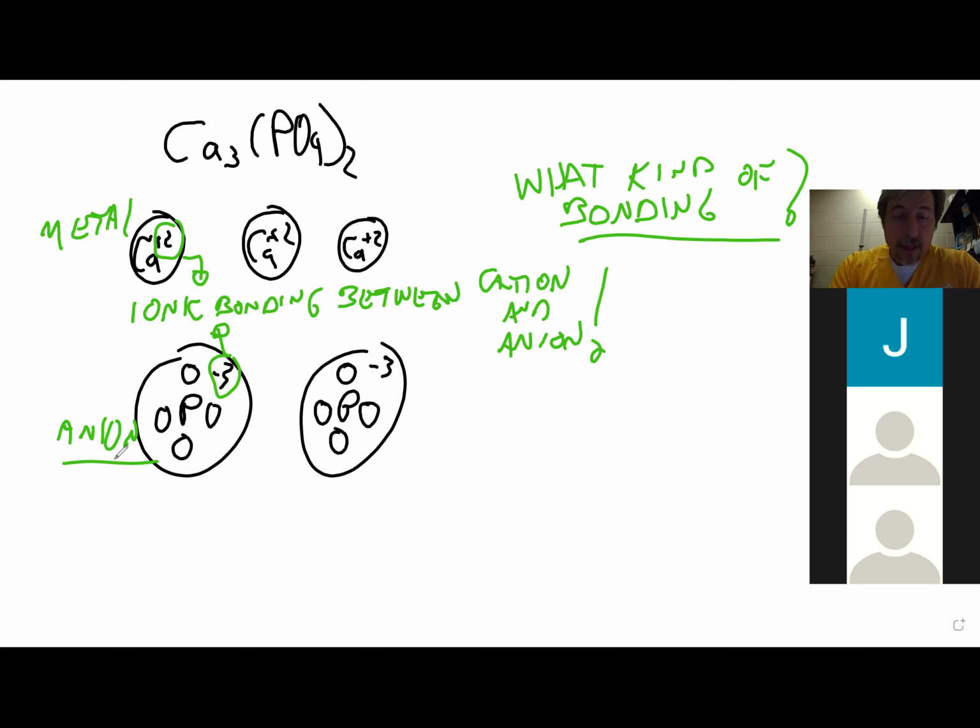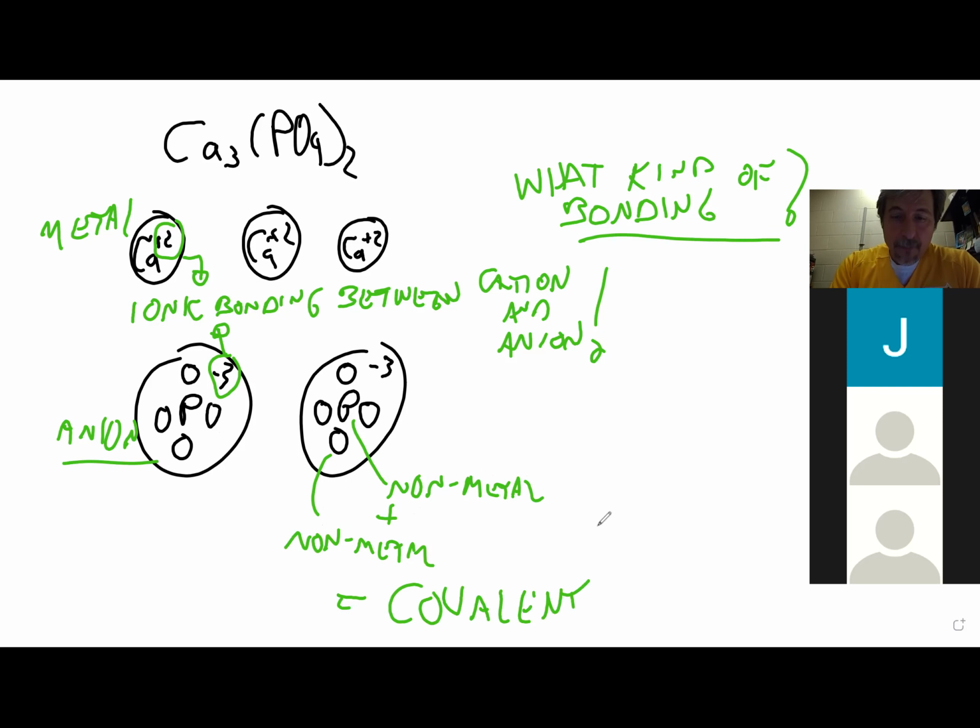Okay. But what's going on here? Phosphorus is a non-metal. Oxygen is a non-metal. Non-metal plus non-metal makes covalent bonding. Right? That's how bonding works for polyatomic ions. It's covalent bonding within the polyatomic ion. It just bonds in such a way that there's a charge associated with it.